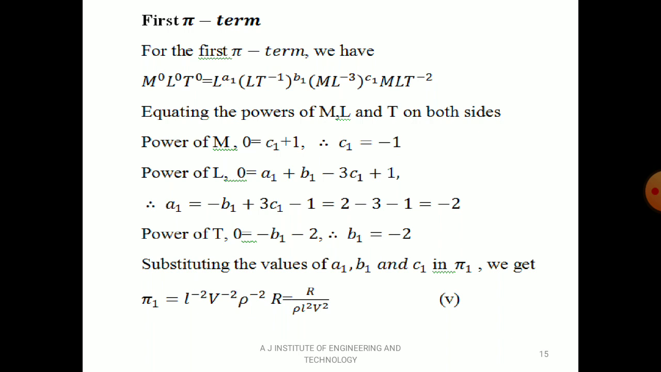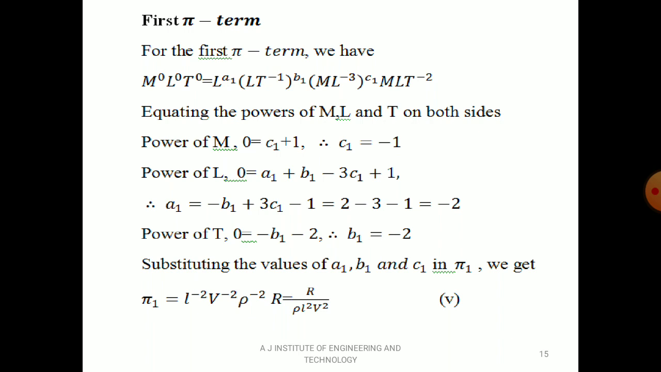So power of M, that is 0 on left hand side, and right hand side it is M to the power C1 and into M. So C1 plus 1, so C1 equal to minus 1. So power of L, equating the power of L, on left hand side it is L to the power 0, right hand side it is L to the power A1, L to the power B1, L to the power minus 3C1 and L. So expression becomes 0 equal to A1 plus B1 minus 3C1 plus 1. Next, we can get expression from that for A as A1 equal to minus B1 plus 3C1 minus 1.